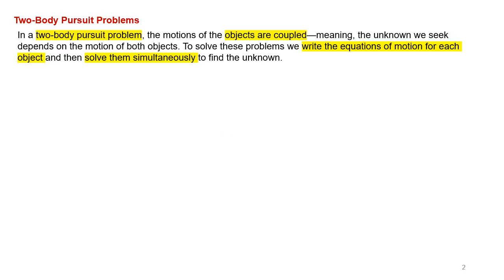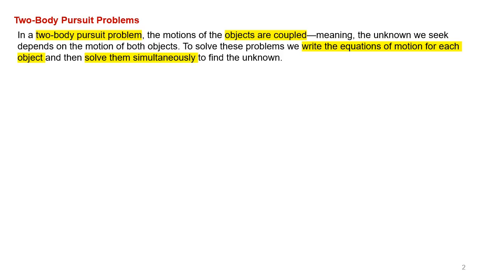Hello, in this video, let's discuss two-body pursuit problems. In a two-body pursuit problem, the motions of the objects are coupled. This means that the unknown we are trying to find depends on the motion of both objects together, not just one of its own.